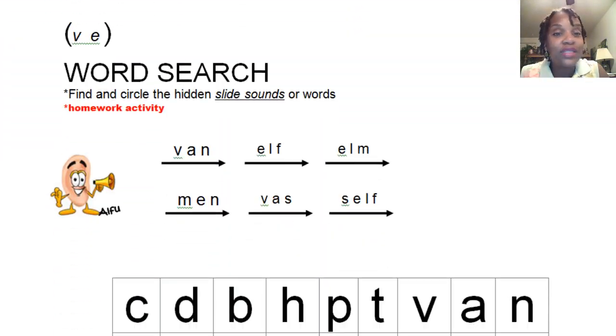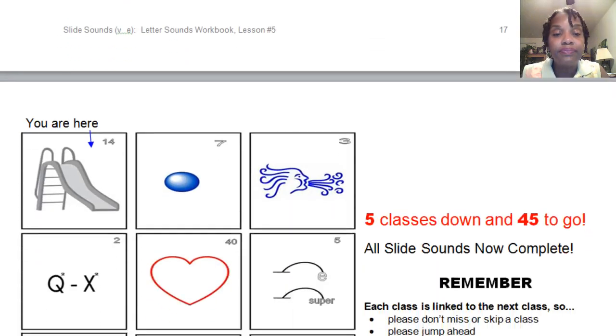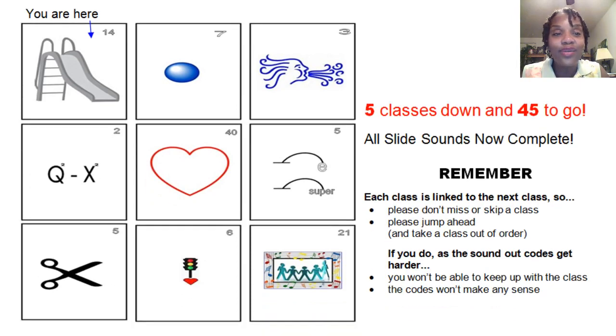All right. So moving right along. Word search. This is also a part of your homework packet. So here's our guy again, Alpha Ear. You're going to help Alpha Ear find these hidden slide sounds or words in this word search puzzle. So when you get your homework packet, that's another activity for you. Good job.